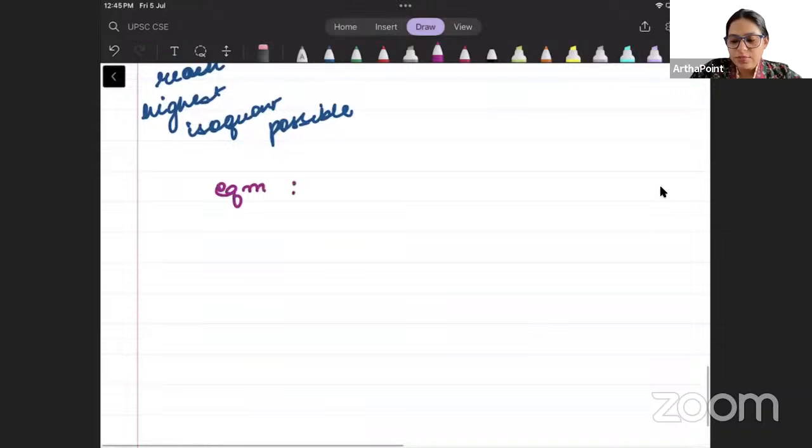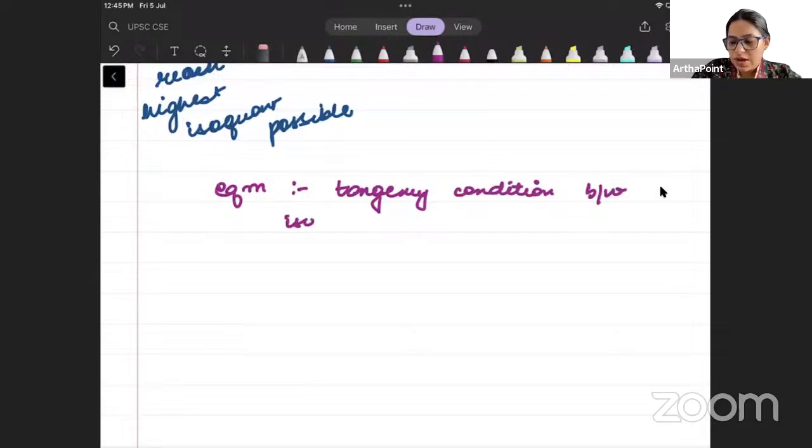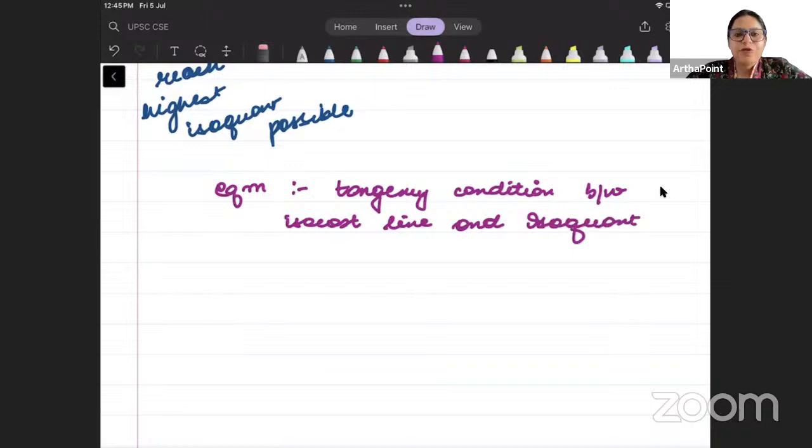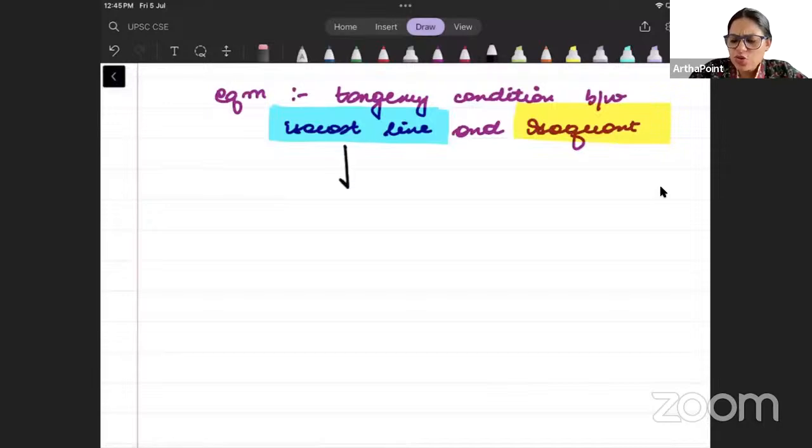So equilibrium will be at the tangency condition between ISO cost line and ISO quant. So we have reached an equilibrium wherever there is tangency between ISO cost line and ISO quant. Right? What is the slope of ISO cost line?